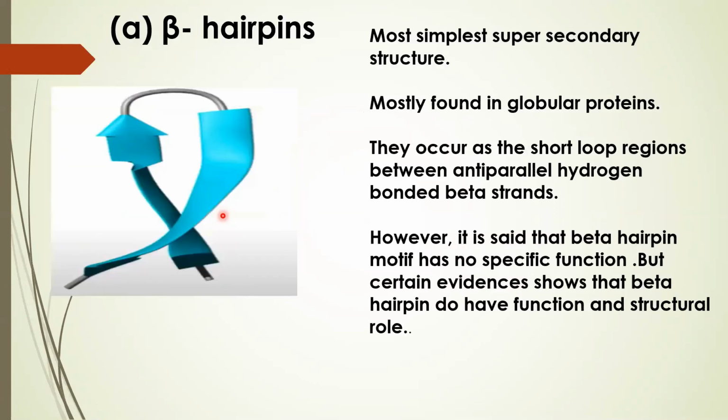Sheets. Sheets can be classified into three types: beta hairpins, beta-beta corner, and Greek key motif. Talking about beta hairpins, this is the simplest supersecondary structure, mostly found in globular proteins. They occur as short loop regions between antiparallel hydrogen bonded beta strands. However, it is said that beta hairpin motif has no specific function. So basically, function has not been specified. But some evidence shows that beta hairpins do have function and structure. There has been some research conducted by scientists which has said that beta hairpin has some function and structure.